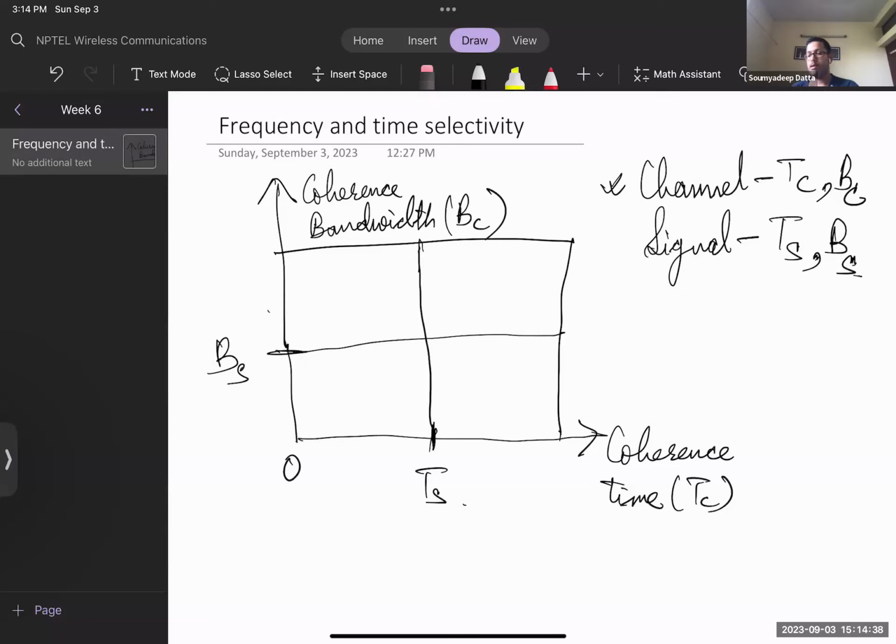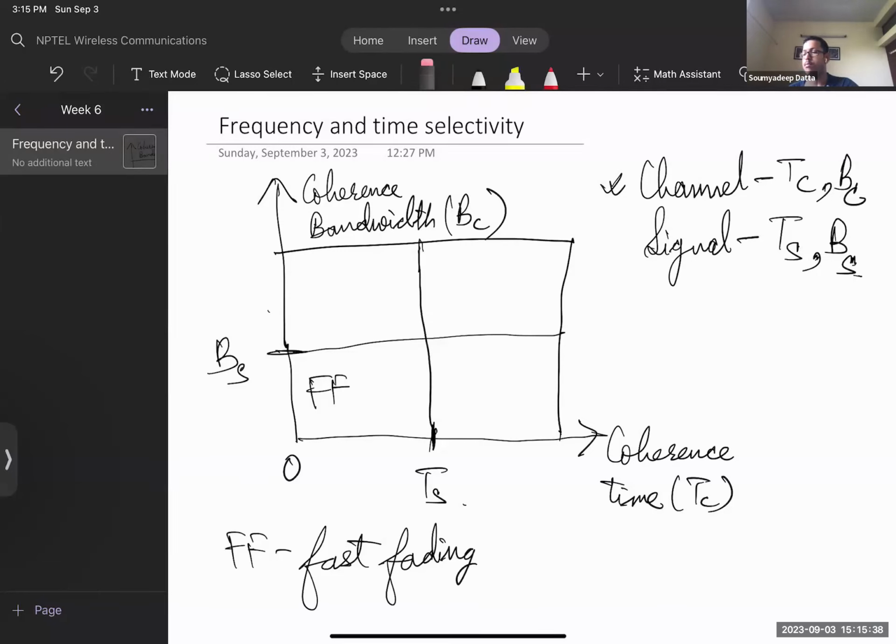So how do we interpret this kind of curve? If your coherence time is smaller than the symbol period, then what you have is a fast fading channel. FF stands for fast fading, right? Because what does fast fading mean? Coherence time Tc is roughly the time period for which you can assume that the channel has not changed, or has not changed significantly enough.